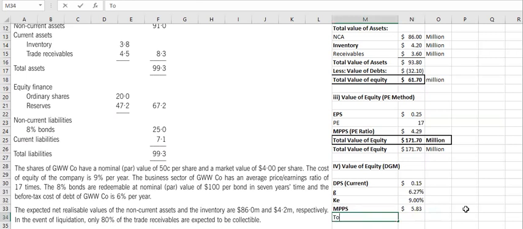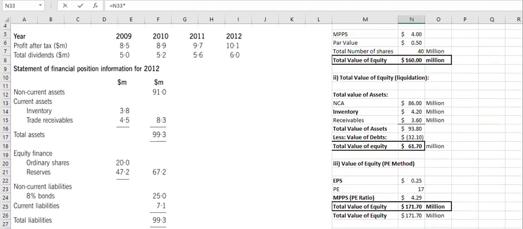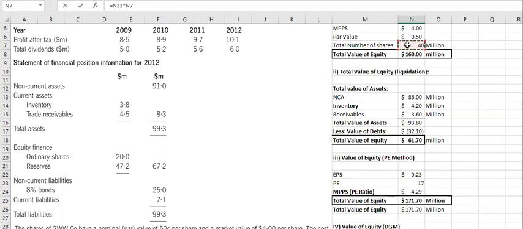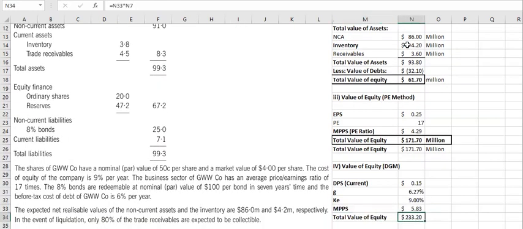In order to find out the total value of equity, we have to multiply 5.83 by the total number of shares, that is 40 million. The total value of equity predicted by the dividend growth model is 233.2 million. And if we round it off to 0 decimal places, it will be $233 million approximately.